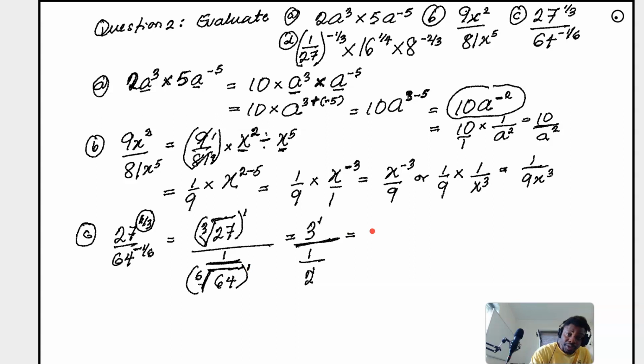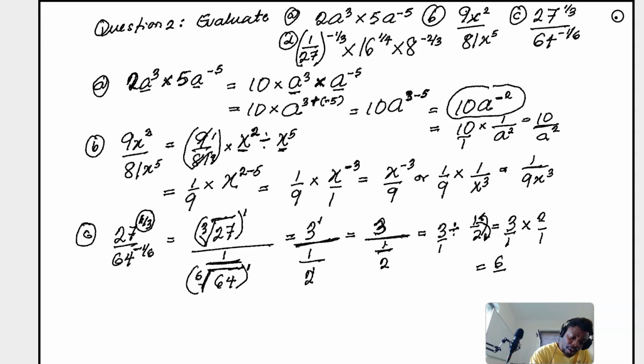So then this one here, 3 raised to power 1, anything raised to power 1 is that thing. So 3 raised to power 1 is 3. 1 over 2 raised to power 1 is 2. So this can still be 3 divided by 1 over 2. So in this case, remember this is over 1. So 3 over 1. If I change this division to multiplication, that means this goes up and this comes down. So 1 over 2 will become 2 over 1. So here, 3 times 2 is 6, and 1 times 1 is 1. So this is 6.